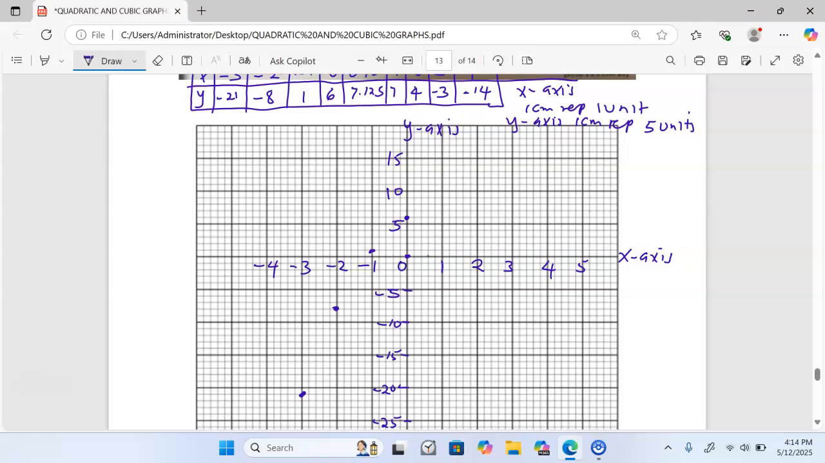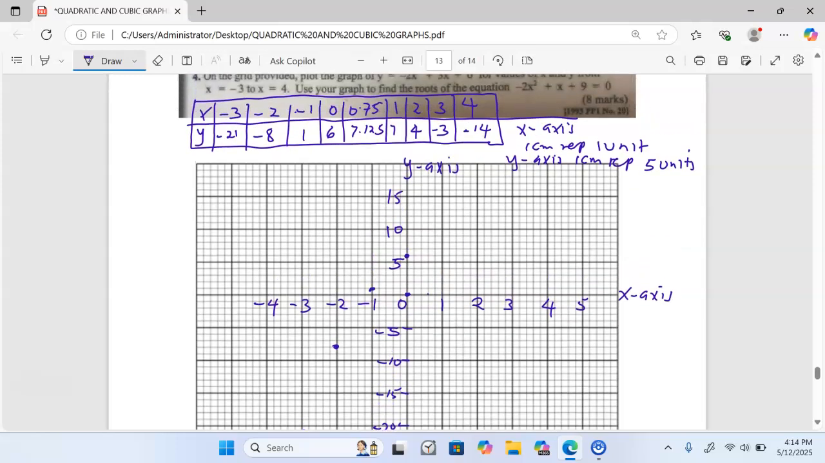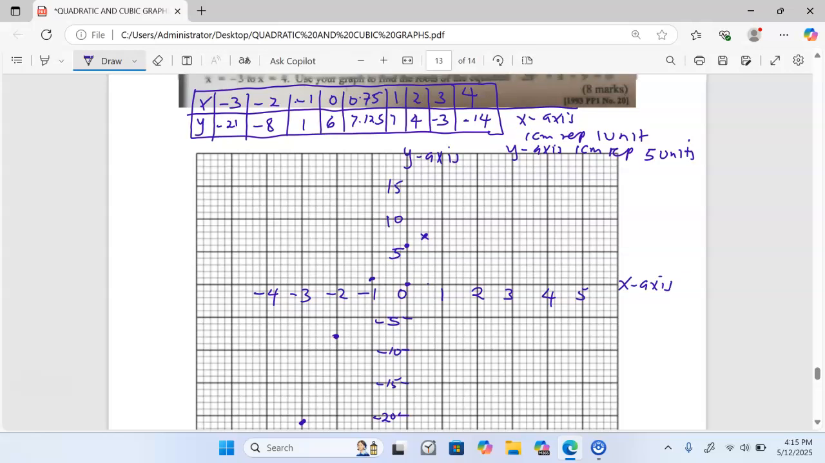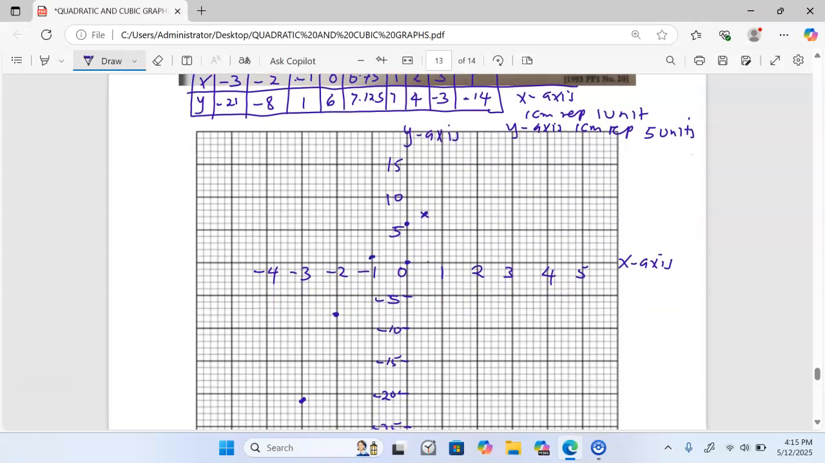The value of x where the curve is turning is 0.75, and y is 7.125. This is 6, then 7. 7.125 is here. Let me use a cross to show that this is our turning point. And when x is 1, it is 7. When x is 1, it is 7 here.